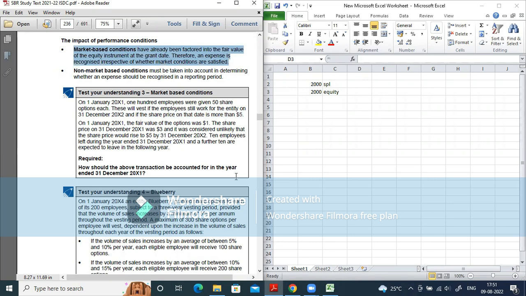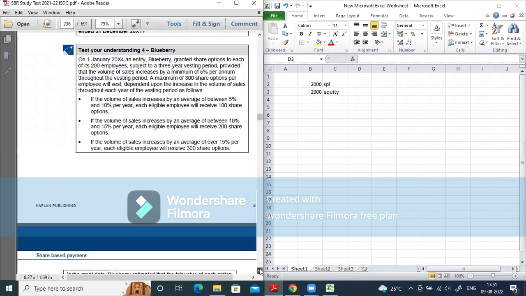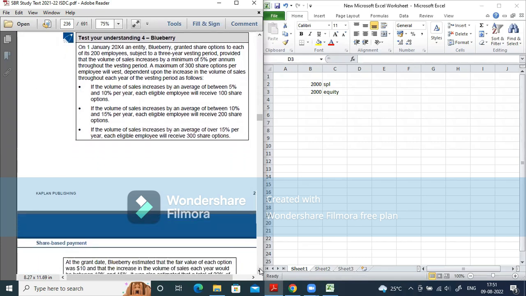Okay. Shall we go with the next question on this? Now, on January 1, 2004, an entity, Blueberry, granted share options to each of its 200 employees, subject to a 3-year vesting period, provided that the volume of sales increases by a minimum of 5% per annum throughout the vesting period. So a maximum of 300 share options per employee will vest, dependent upon the increase in the volume of sales throughout each year of the vesting period.